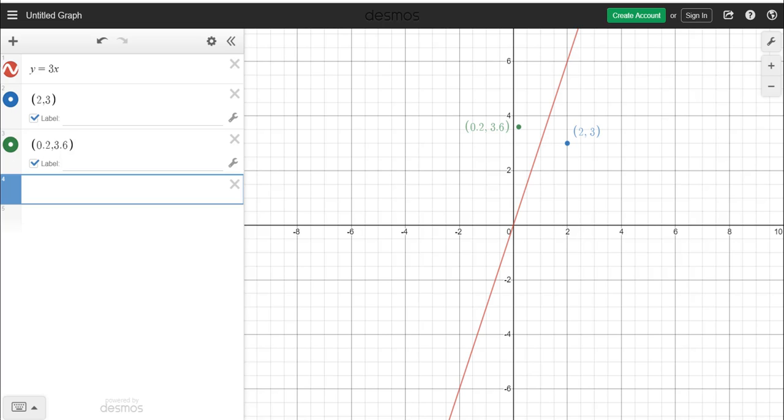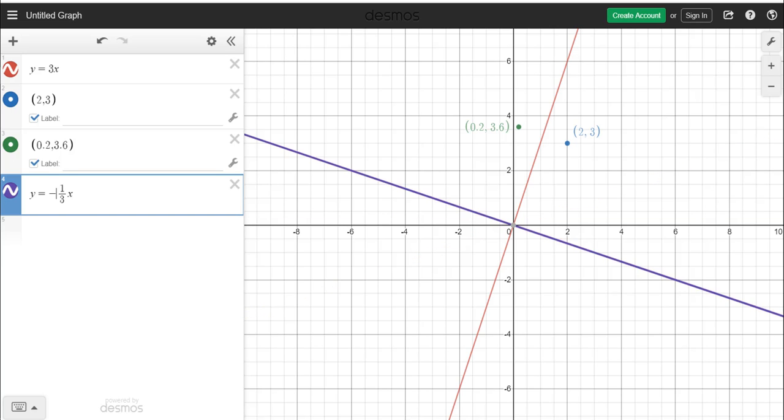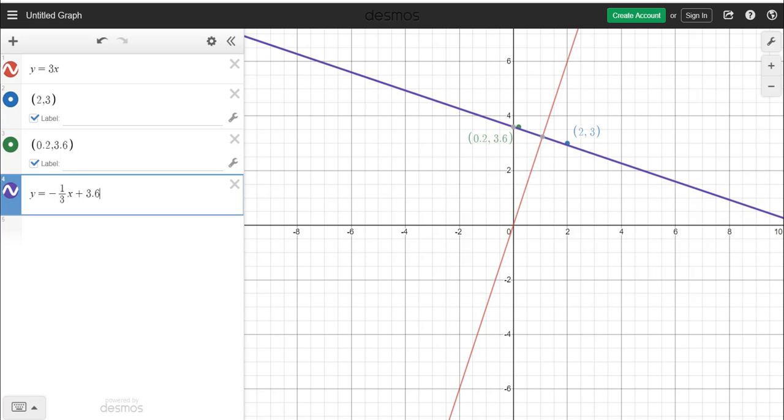Now, if we found the line that connects those 2 points, it should form a right angle with the line y equals 3x, and we can confirm that by checking the gradient. In fact, y equals 3x has a gradient of 3, so it should have a gradient of negative 1/3. Back 0.2, up 1/3 of 0.2, 3.66666666. And that should be right angles, and it does, it works. There we go. Okay, cool.